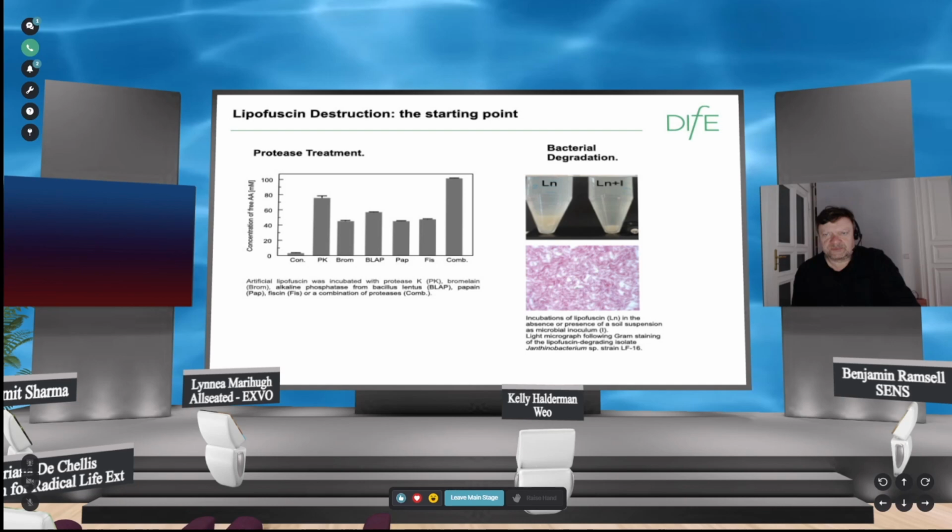So at this point we stopped and we applied to the SENS Foundation, because no one is really interested in the degradation of artificial lipofuscin, but real lipofuscin is important for us. So we got a study running now, besides the other project with the SENS Foundation, on the characterization of natural lipofuscin and finding ways to destroy this.